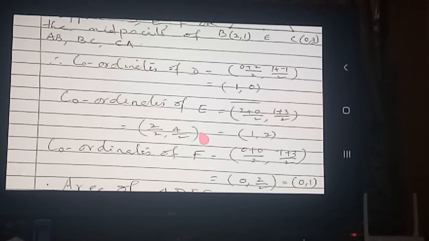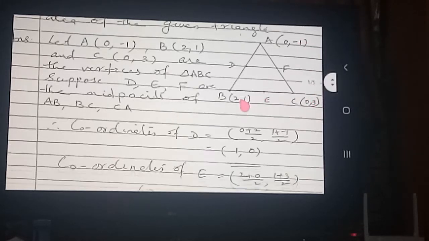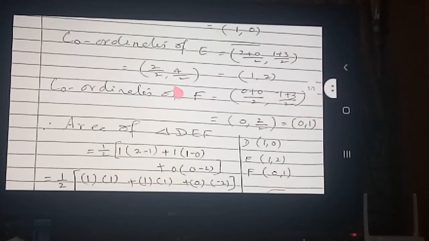Similarly, find the coordinates of F. F is the midpoint of which line segment? AC. Therefore (0 plus 0) by 2, (-1 plus 3) by 2. All of you open your textbook and sit there. The pages are going upside, you can't see. See here, 0 plus 0 by 2, that means 0 by 2 means 0. 2 by 2 means 1. So you got the coordinates of D, E and F.